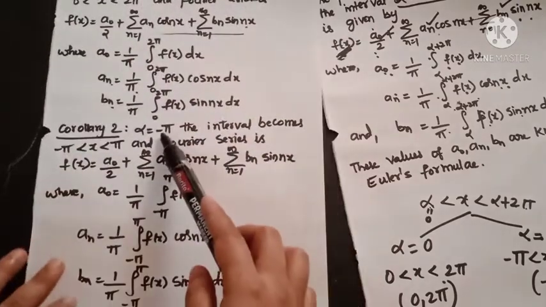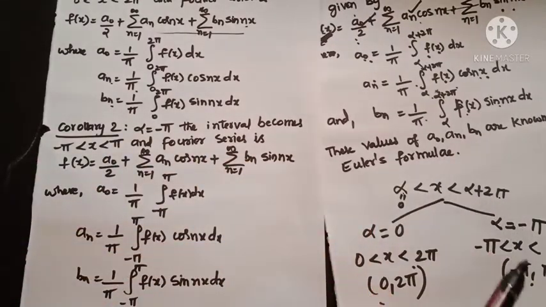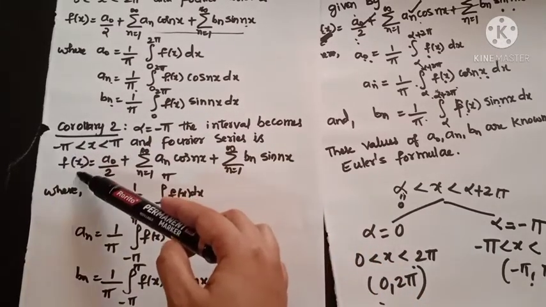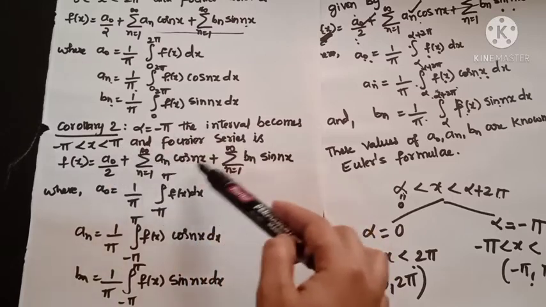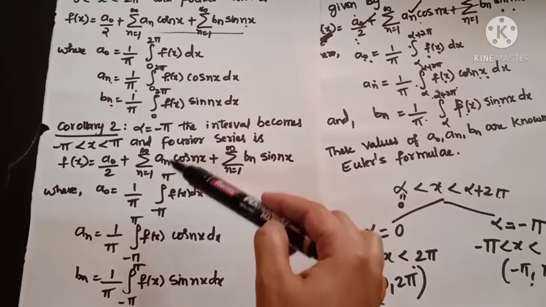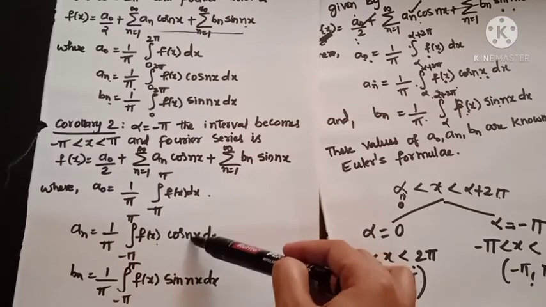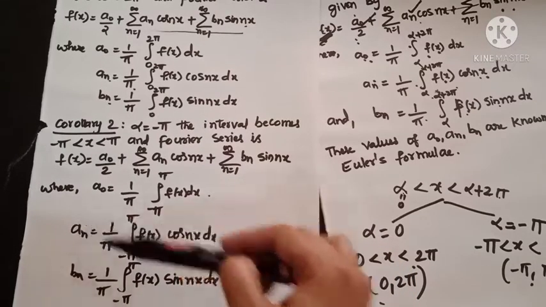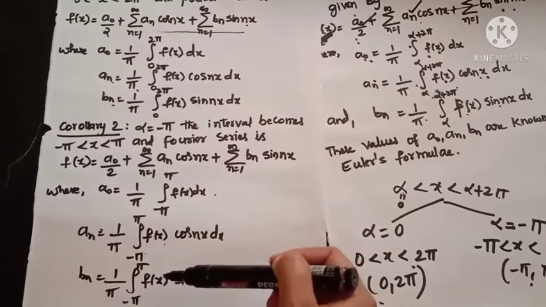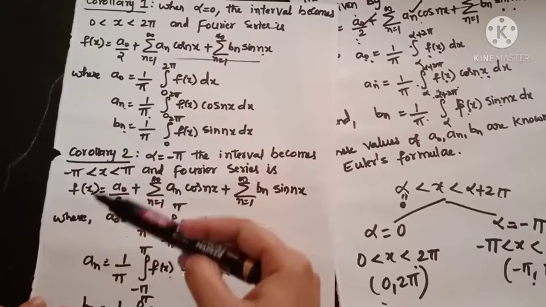So the next case is when alpha value is minus pi. So the interval is minus pi to plus pi. So the Fourier expansion is f of x is a naught by 2 plus the cos series plus the sine series, and a naught is 1 by pi, integral from minus pi to pi of f of x dx. Minus pi to plus pi f of x cos n x, 1 over pi, is a n. Minus pi to plus pi f of x sin n x, if you solve this integral, you will get bn. That is what corollary 1 and corollary 2 say.